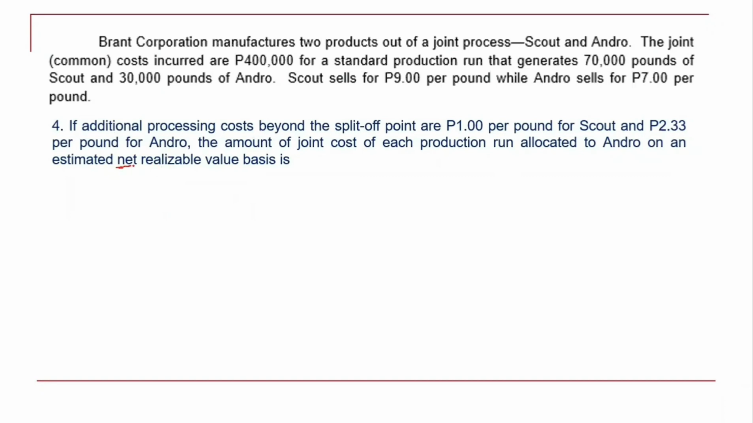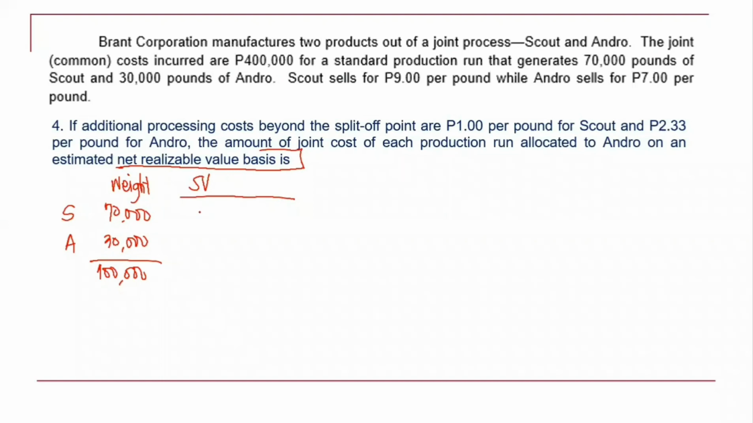So this time, ang gagamitin natin ay net realizable value basis. Same problem. So we have products S and product A. We have the weight here, 70,000 and 30,000. Total, 100,000. Net realizable value ang kailangan natin, so kailangan natin yung sales value. Wala namang sinabi, so therefore, yan na mismo yung sales value natin na final, yung 9 and 7. So therefore, sales value natin is 630,000. Ito naman ay 210,000. So total sales value ay 840,000.